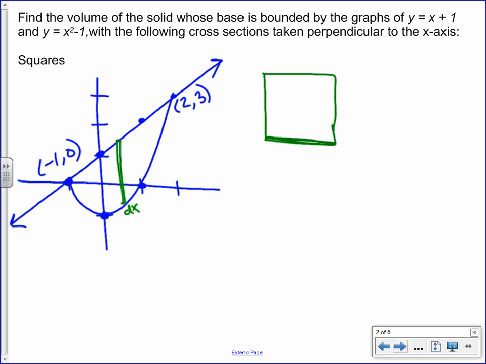What is the length of that side of the square? That's how thick it is. It's the line minus the rest. This square is lying right here, so this length would be top function minus bottom function. So what's this length? Negative x squared plus x minus 2?